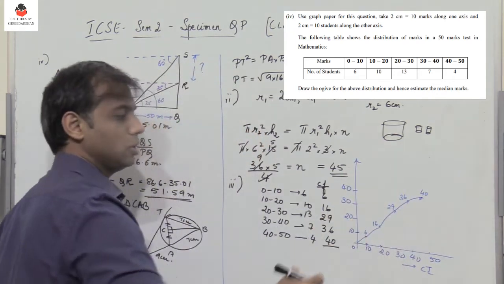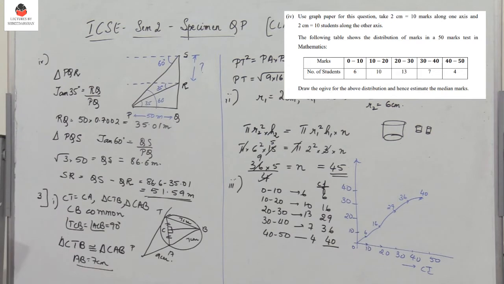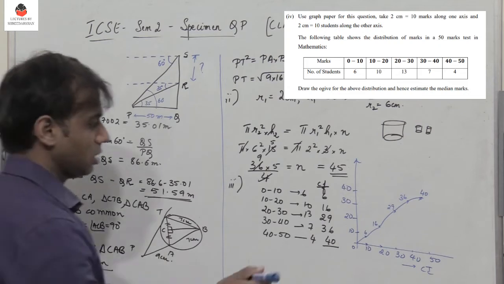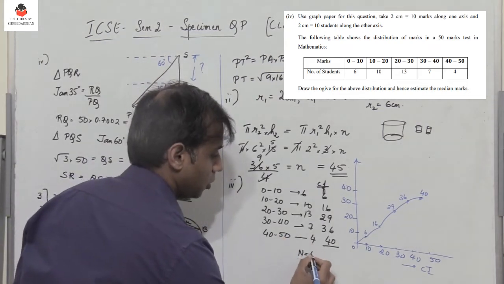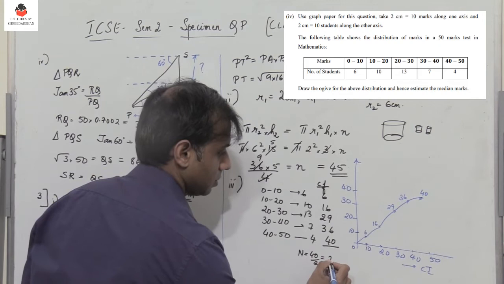Of course, if you do it on a graph sheet, it will be perfect. It will come correctly. And then we need to find the median mark. So what is the median mark? Find n by 2. What is n by 2? N by 2 is nothing but 40 by 2, which is 20.